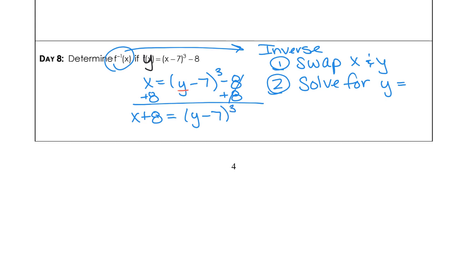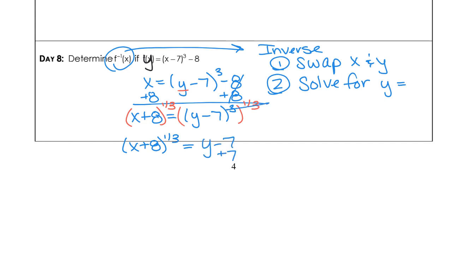All right. Next thing is we're going to get rid of the cube. And there are 2 ways to do that. We could either cube root or we could raise it to the reciprocal power of 1/3, but those are 2 ways that we can get rid of a cube, okay? So we'll raise it to the reciprocal power of 1/3. All right, and we end up with (x plus 8) raised to the 1/3 equal to y minus 7.